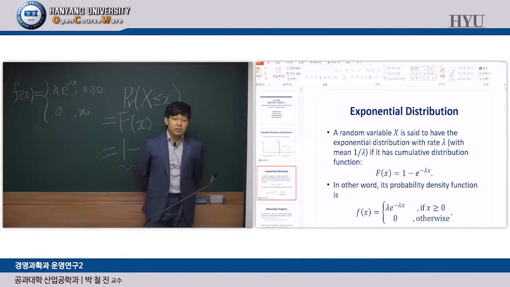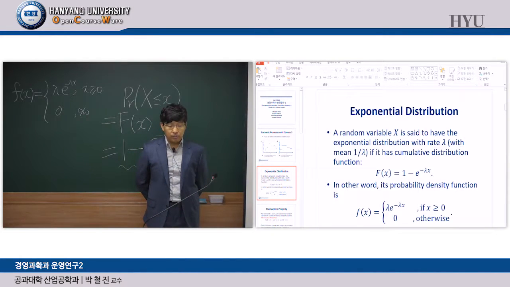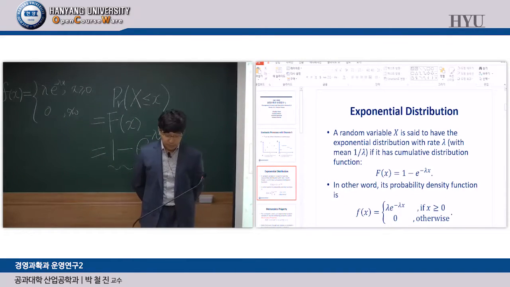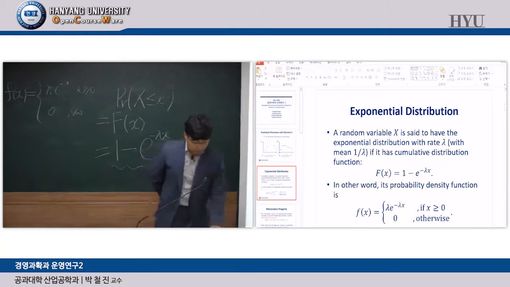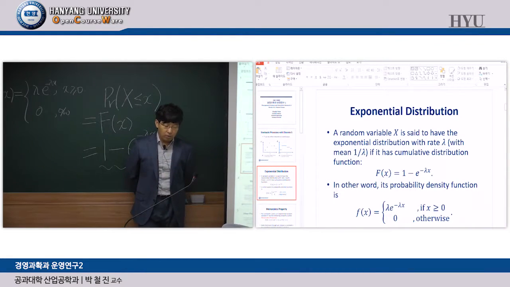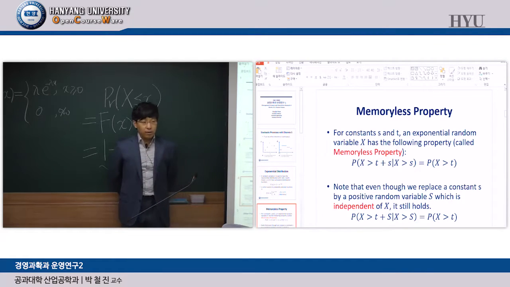By the way, for an exponential random variable with rate lambda, I believe you know the mean value of the exponential variable x. What is it? 1 over lambda, right? And the variance of the random variable x is 1 over lambda squared. And the most important characteristic of this random variable is called the memoryless property.